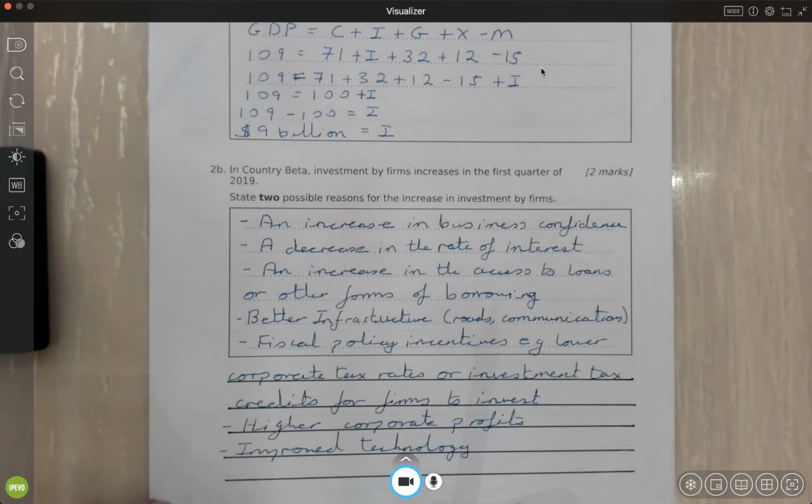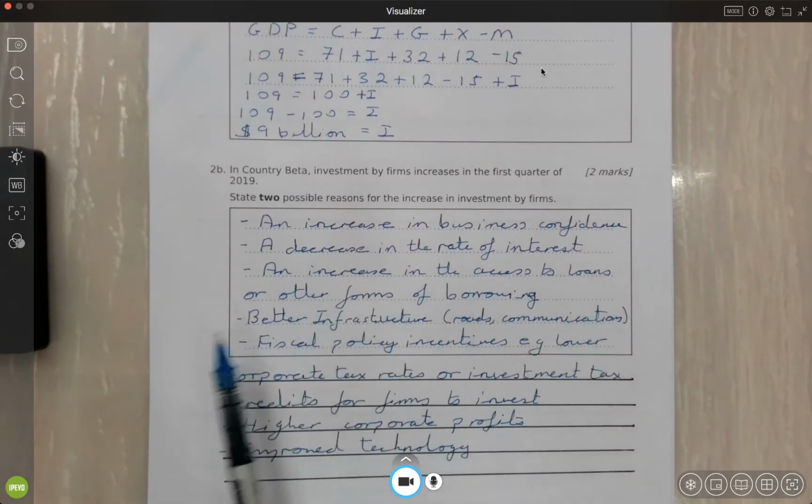If businesses believe that the future holds greater potential for people buying their products, they will invest more now in capital to produce more sooner so that they are in a position to sell more to their customers. That's that reason. A decrease in the rate of interest. Well, interest is the cost of borrowing. So if the cost of borrowing falls, then it becomes cheaper to purchase or produce more capital goods, which is investment. So if the cost of investment falls, because most investment is funded by borrowing, and the cost of borrowing falls, well, then more investment is going to occur.